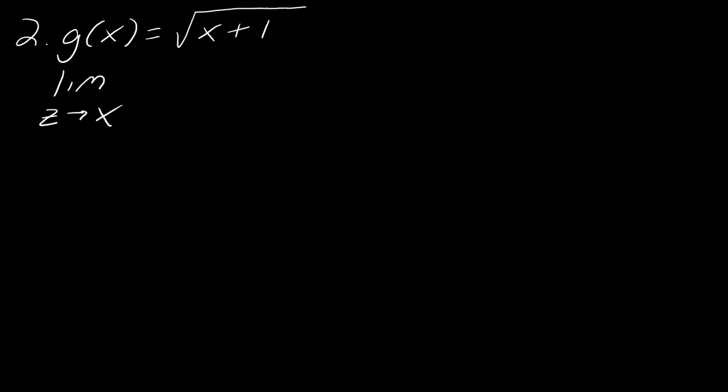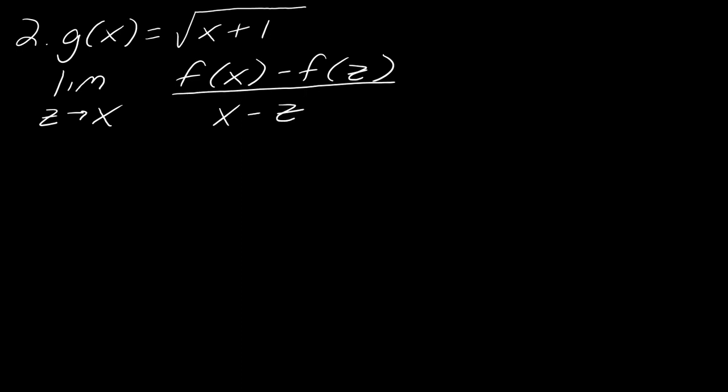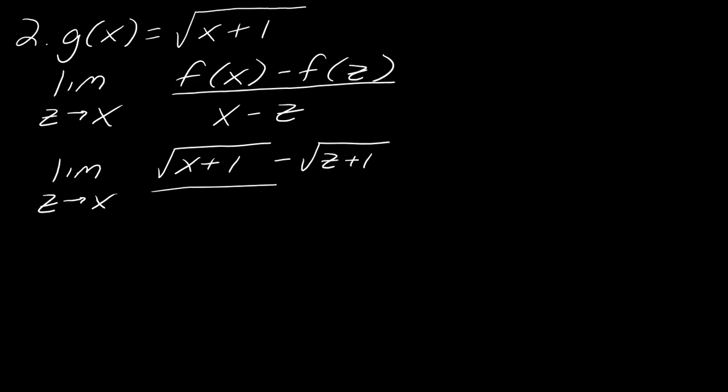So I've got the limit as z approaches x of f of x minus f of z over x minus z. Okay, so now I'm just going to plug all this stuff in. So I'm going to have the square root of x plus 1 minus the square root of z plus 1, all of this over x minus z. And so now we want to solve this. And you'll notice right now, if I were to just try to evaluate the limit as is, I will get a 0 over 0. So I can see I have more work to do.